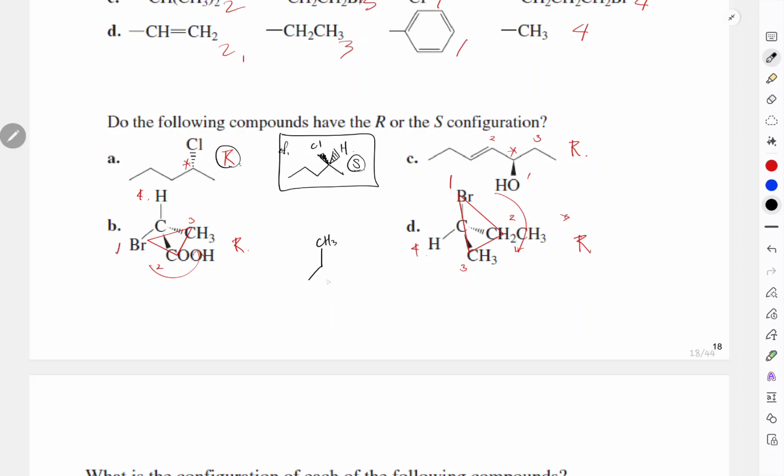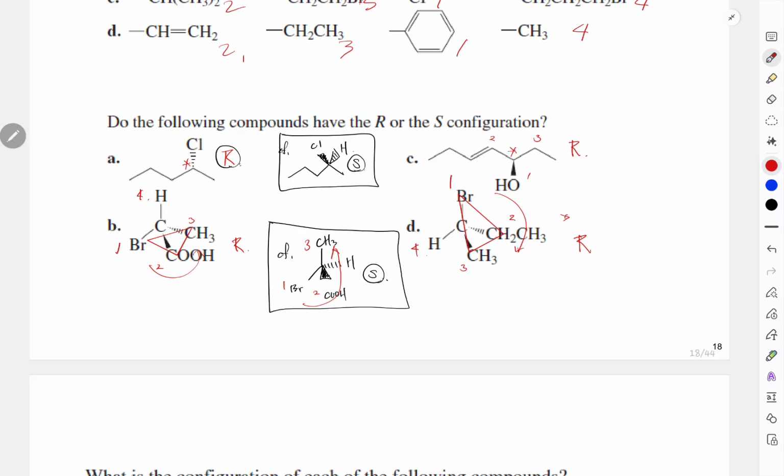this, solid wedge, this. Then you can define a triangle with these three, and you can assign priority 1, 2, 3. And this will give you counterclockwise. So the asymmetric center, this one has to be S. That means the original configuration of its asymmetric center has to be R.